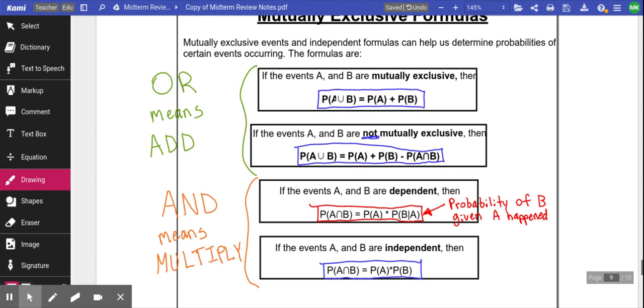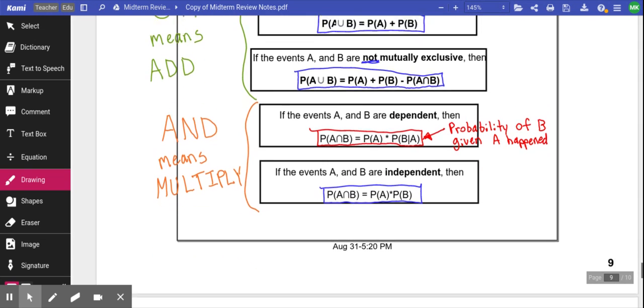So when you're reading probability questions, if you are being asked to find the probability of this or this, then you need to add the probabilities together. If you're getting the probability of this and this, it means you're going to multiply probabilities together. Then you got to decide if you need to subtract away something or change the second probability because it depends on the first one. It can get a little bit more tricky, but that's our general rule. Or means add, and means multiply.